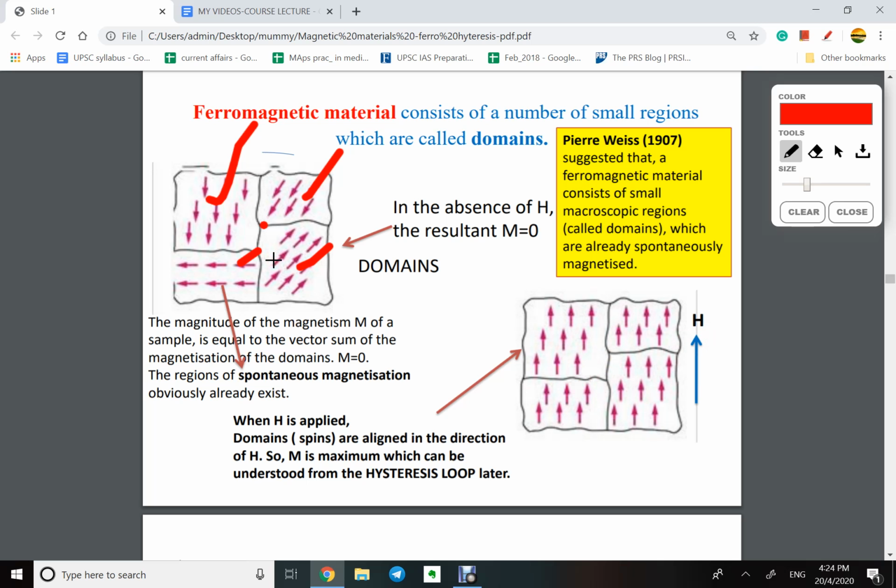And I told you about spontaneous magnetization. In the absence of the magnetic field, this is the meaning of spontaneous magnetization. That is, all the spins are aligned in the same direction. Because of exchange coupling, the spins are aligned in the same direction.